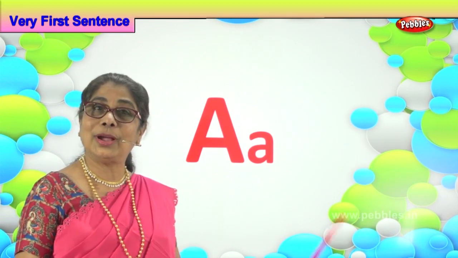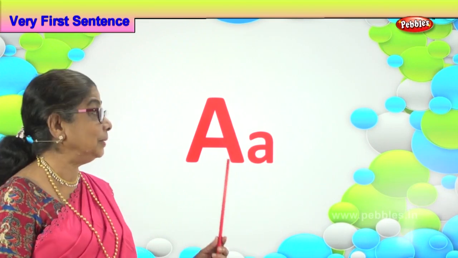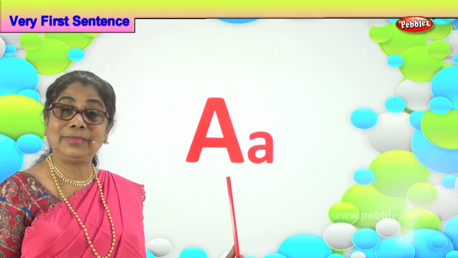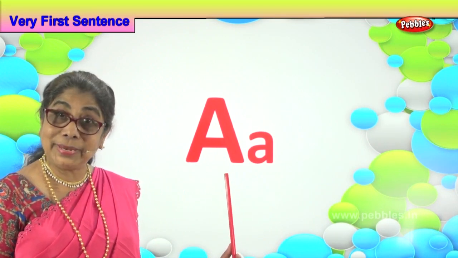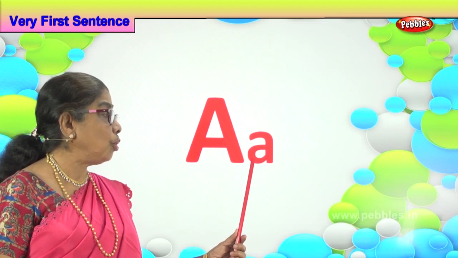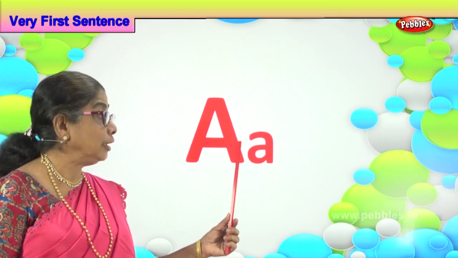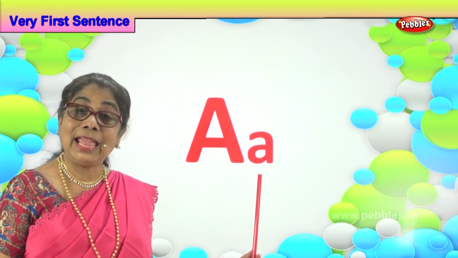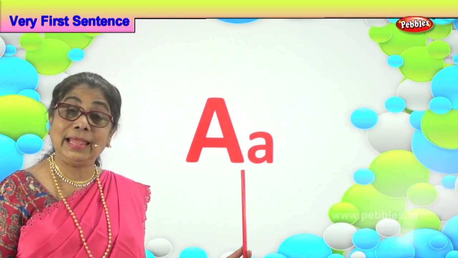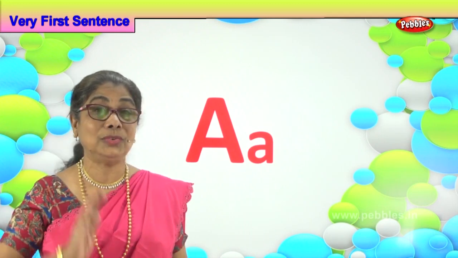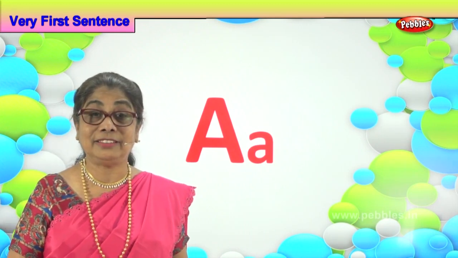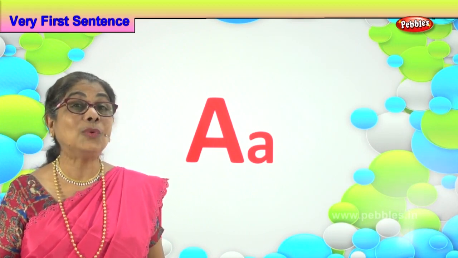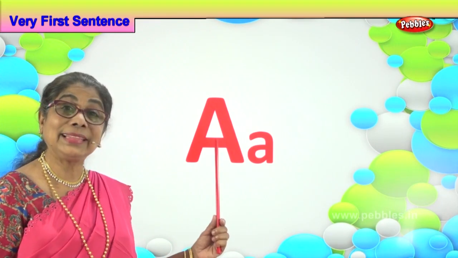Now, look, what do we have here? We have two letters here. What are they? Capital letter A, small letter A. This is A. Now, this letter has a sound. Every letter has a sound. What is the sound? A.